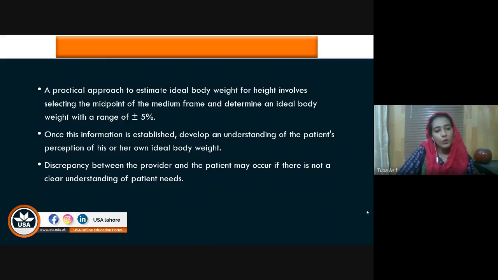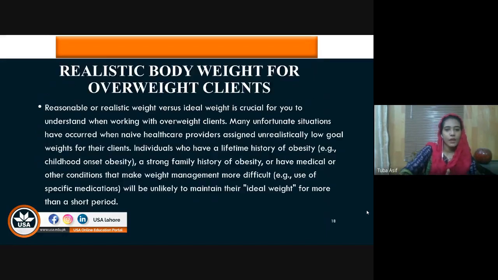A practical approach to estimate the ideal body weight for height involves selecting the midpoint of the median frame and determining an ideal body weight within a range of standard deviation 5%. Now, there is some controversy between the realistic body weight for the overweight client. Reasonable or realistic weight versus the ideal weight is crucial for you to understand when working with overweight clients.